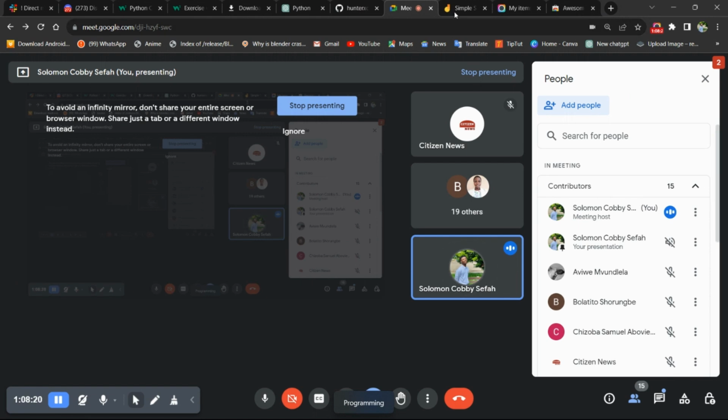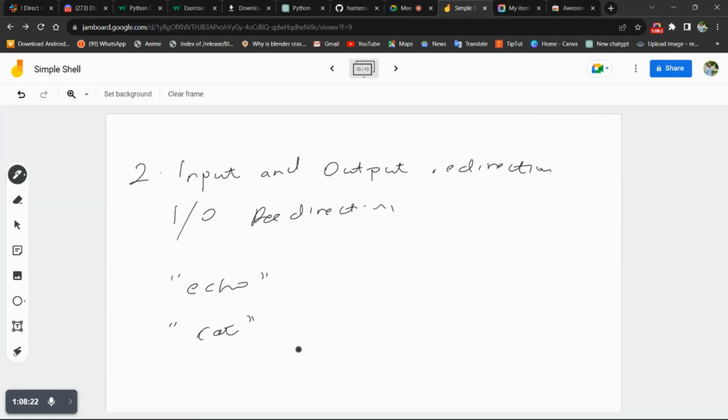So let's move on. So we have input and output redirection. The third thing we want to know is variable handling.